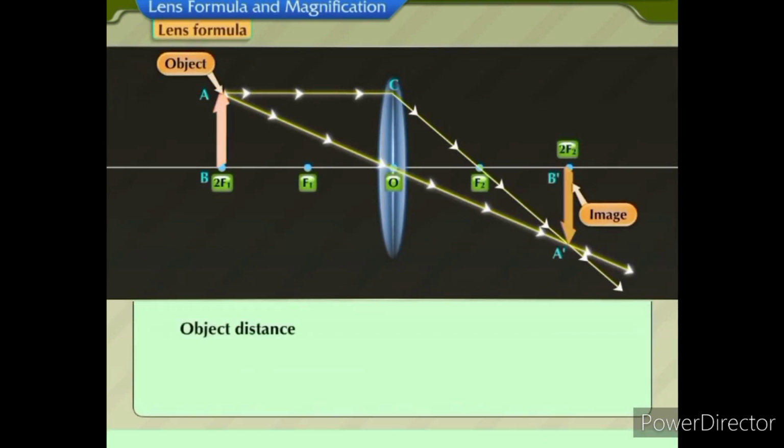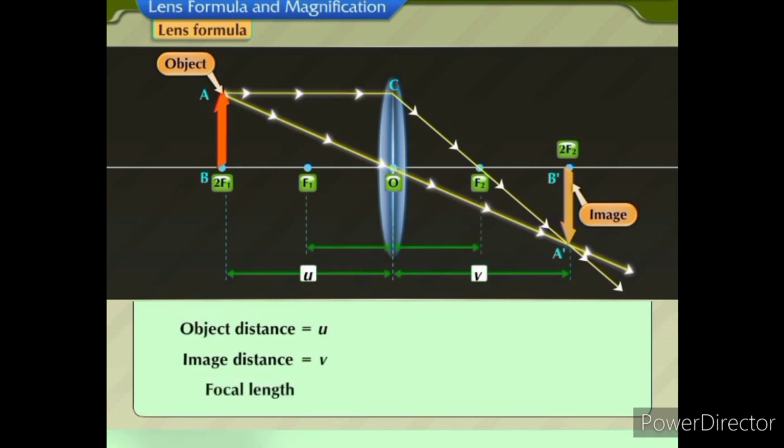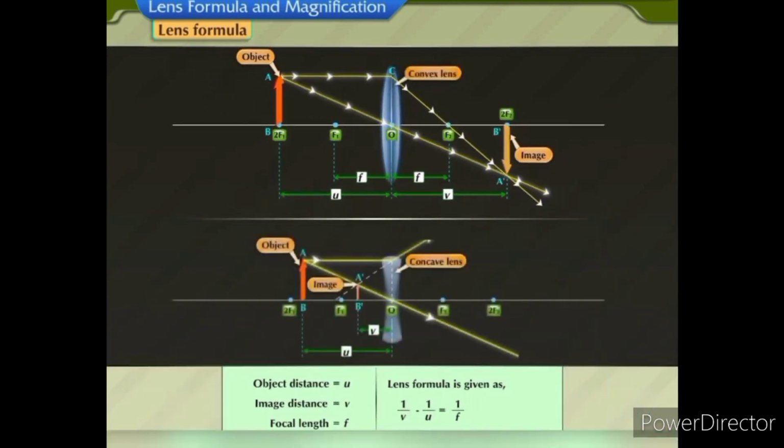Lens formula and magnification. Lens formula. The lens formula gives the relationship between object distance u, image distance v and the focal length f. Here, distances are measured from the optical center using proper sign conventions. The lens formula is given as 1/v minus 1/u is equal to 1/f. The lens formula is general and is valid in all situations for any spherical lens.